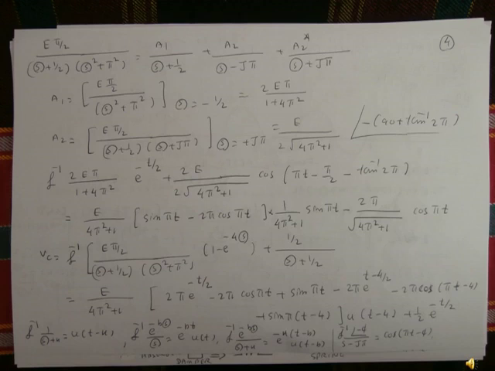And the Laplace inverse is 2e^π divided by (1 + 4π²) e^(-t/2) plus 2e divided by 2 multiplied by the square root of (4π² + 1) cos(πt - π/2 - tan inverse 2π). Now substituting, we get e divided by (4π² + 1) multiplied by sin πt minus 2π cos πt, which is 1 divided by (4π² + 1) sin πt minus 2π divided by square root of (4π² + 1) cos πt.